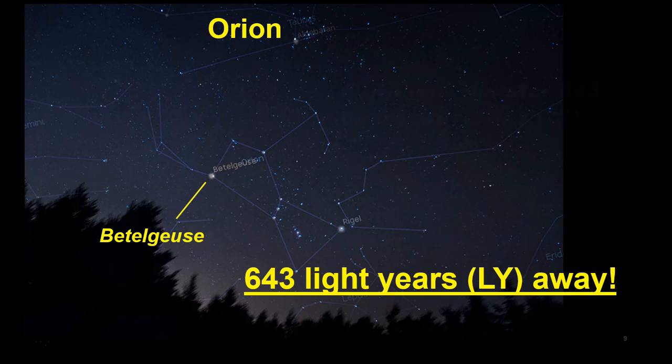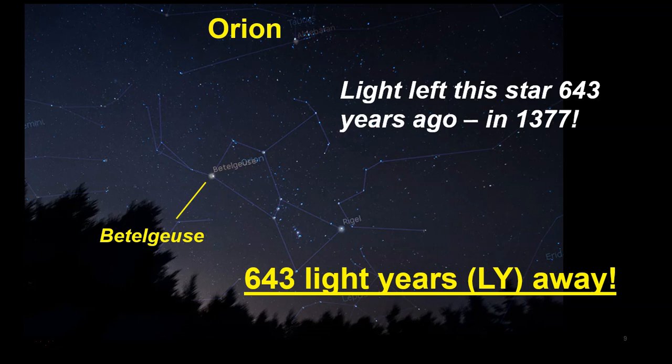So that means light left this star to get here tonight 643 years ago. Y'all, that was the year 1377. I don't even know what was going on in 1377. But that was a long time ago. And just now tonight, the light's going to reach your eyes so that you can see it.